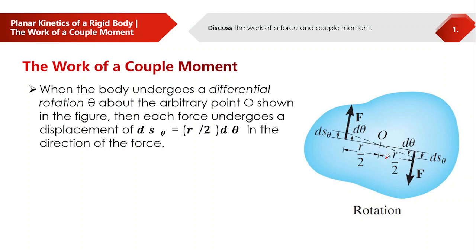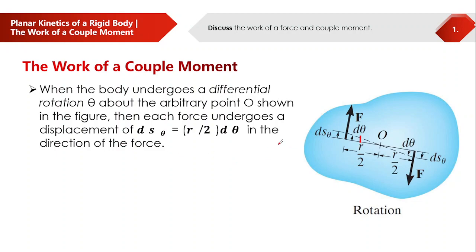Now, at point O, at the middle, the arm of each force is r over 2, since it is only half of r. Then the displacement ds of that force can be computed using the arc length. This is the arm, and you have the angle here. Multiply r over 2 times d theta, and you have your displacement ds.